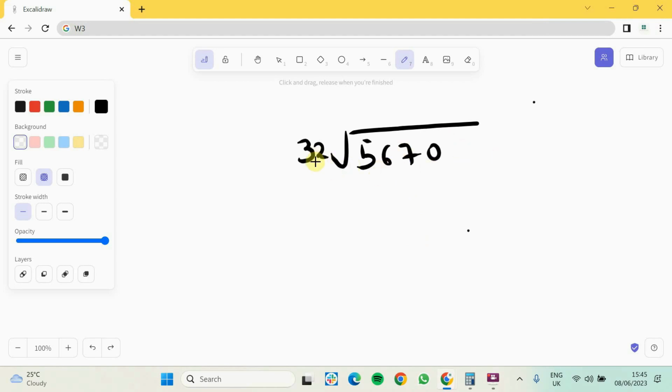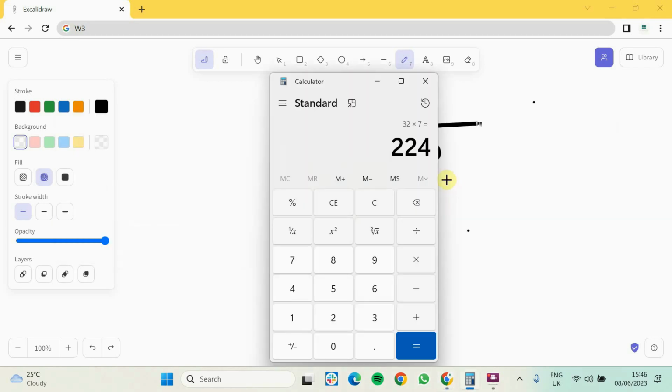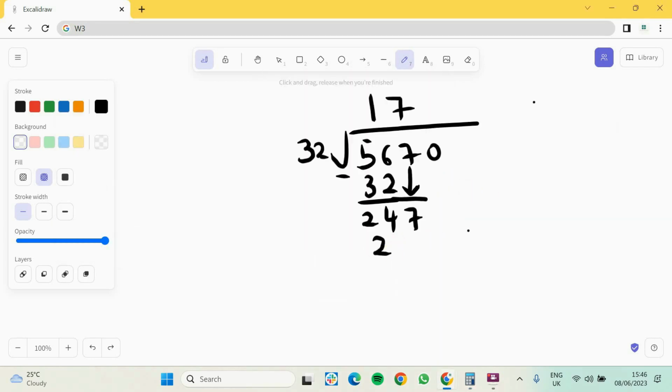5670 divided by 32, right? As the first time, 5 divided by 32 would give me 0 point something. I'm not interested in that. 56 divided by 32 will give me 1, right? So 1 times 32 is 32, and here there will be a remainder of 24. Remember, like what we did previously, we bring down the 7, the first one of them. So this will be 247, right? 247 divided by 32, from what we got earlier, is 7, and 32 times 7 is 224. You subtract.